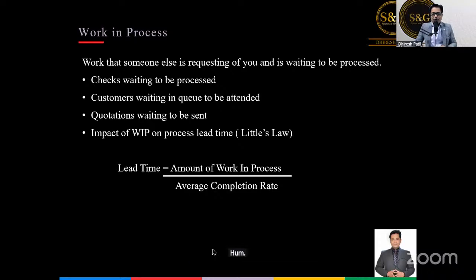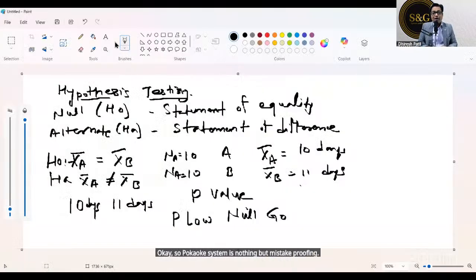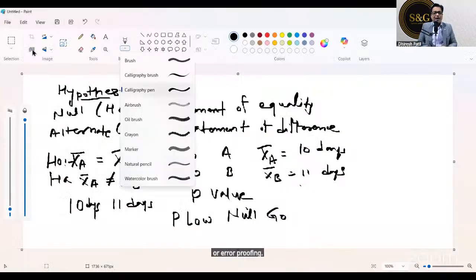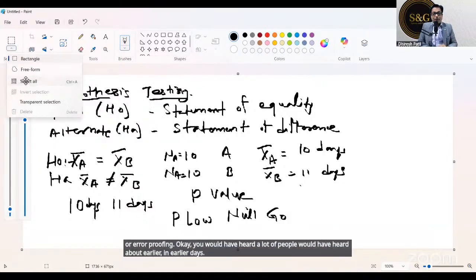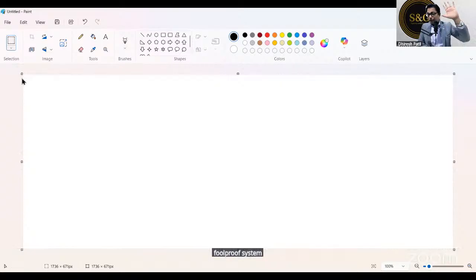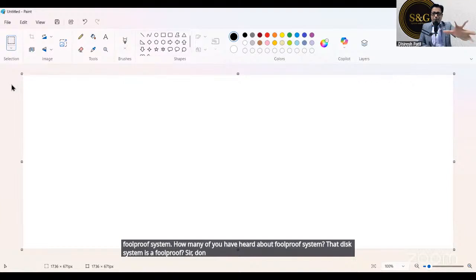Okay. So Poka-yoke system is nothing but mistake proofing or error proofing. Okay, a lot of people would have heard in earlier days about the foolproof system. How many of you have heard about foolproof system? That this system is foolproof. Sir, don't worry, this is a foolproof system. Purchase it. Our guarantee. How many of you have heard the foolproof system?